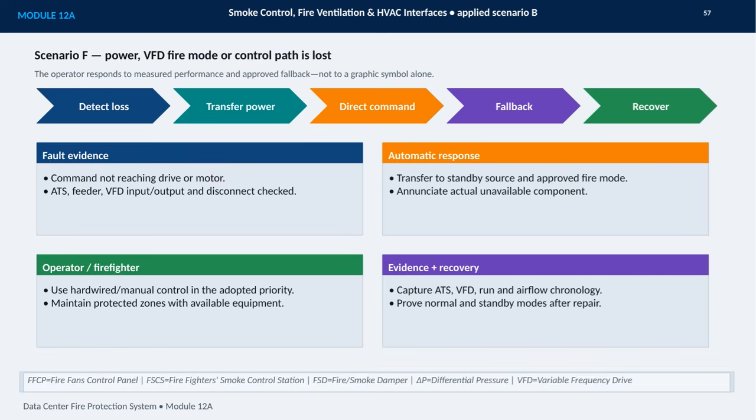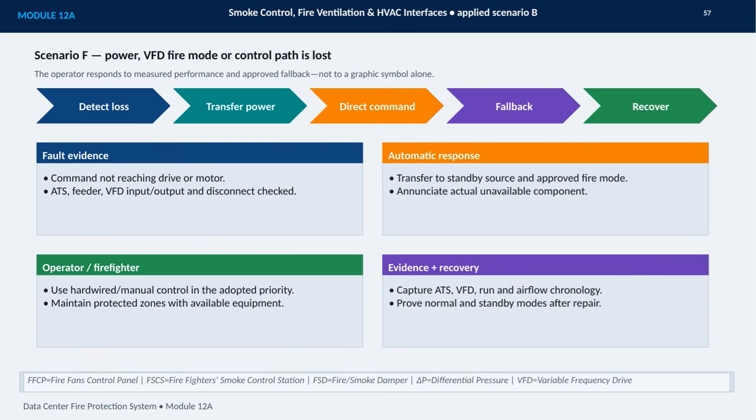output, and disconnects. If automatic response is available, the system transfers to the standby source and approved fire mode, while enunciating the component that is actually unavailable. The operator or firefighter then uses hardwired or manual control according to the adopted priority. The immediate objective is to maintain protected zones with whatever equipment remains available. Recovery is not complete when equipment simply starts again.